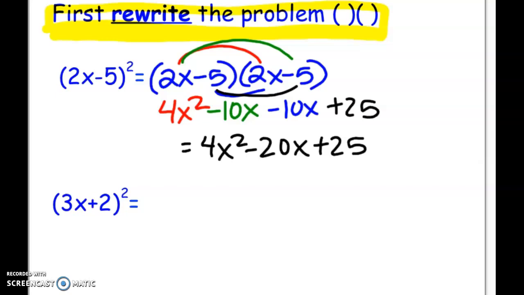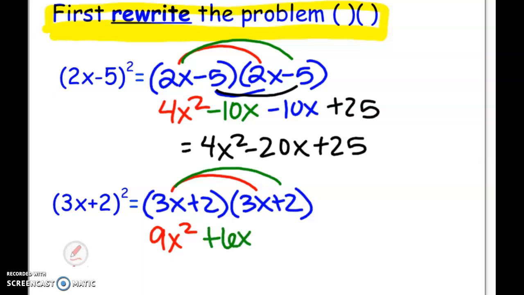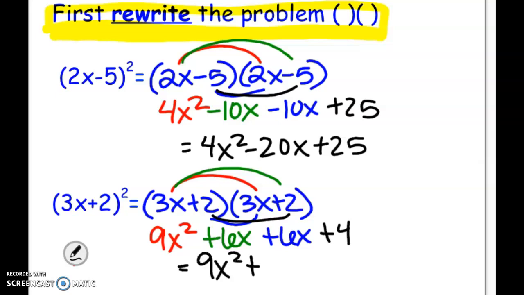So let's rewrite it. We have 3x plus 2 times 3x plus 2. My first is 9x squared. My outside is 6x. My inside is another 6x. And my last is 4. Again, there are some patterns with this, but you can really only start to see them after you've done quite a few problems. So check your work, see if you got them correct.